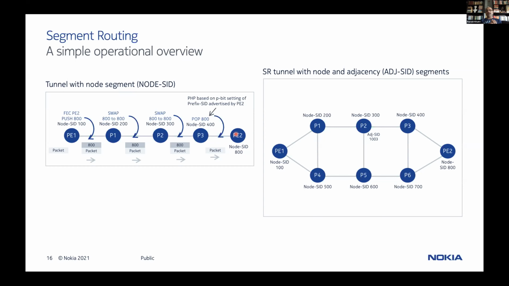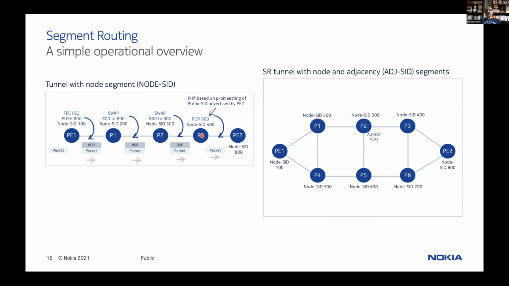If you think about it, the label values that we're using here are globally significant label values. So if you create a tunnel, so to speak, between PE1 and PE2, you would be using the same label regardless of which tunnel it was, right? So you'd still be using the label of 800 for PE2. So that means that the amount of state in these routers, P1, P2, and P3, is confined to the number of nodes in the network.